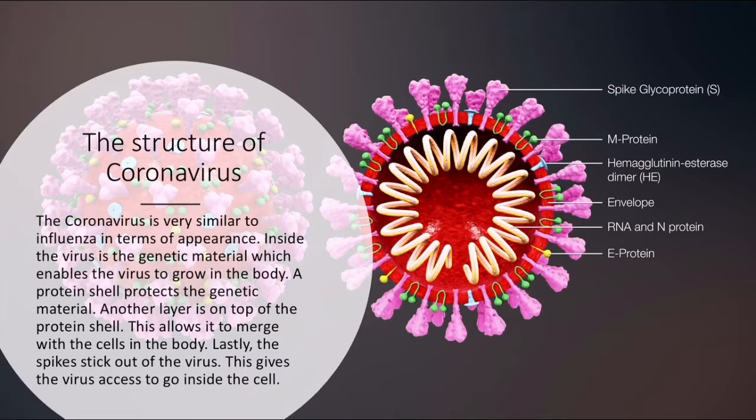The coronavirus is very similar to influenza in terms of appearance. Inside the virus is the genetic material which enables the virus to grow in the body. A protein shell protects the genetic material. There is another layer on top of the protein shell which allows it to merge with the cells in the body. And lastly, what you probably see the most is the spikes sticking out of the virus. This gives the virus access to go inside the cell.